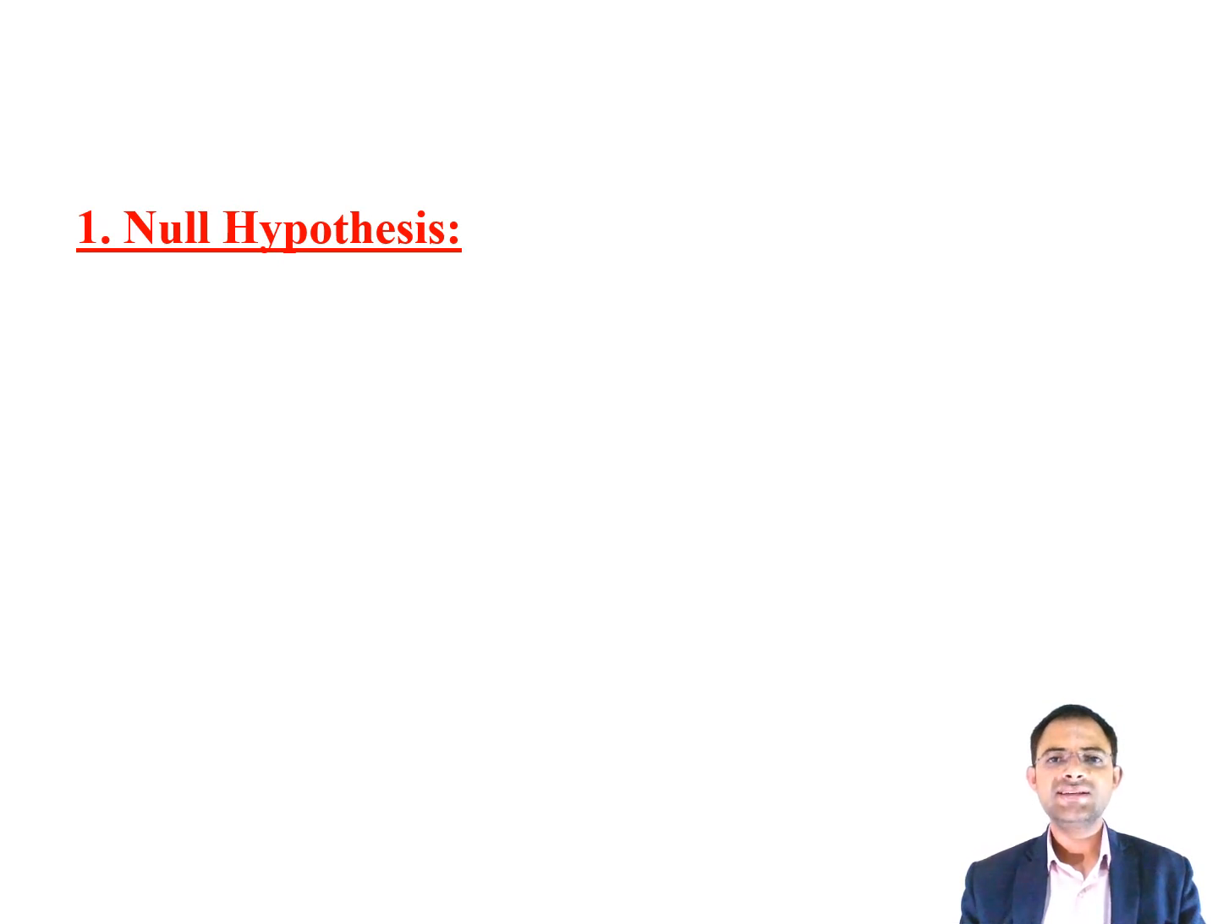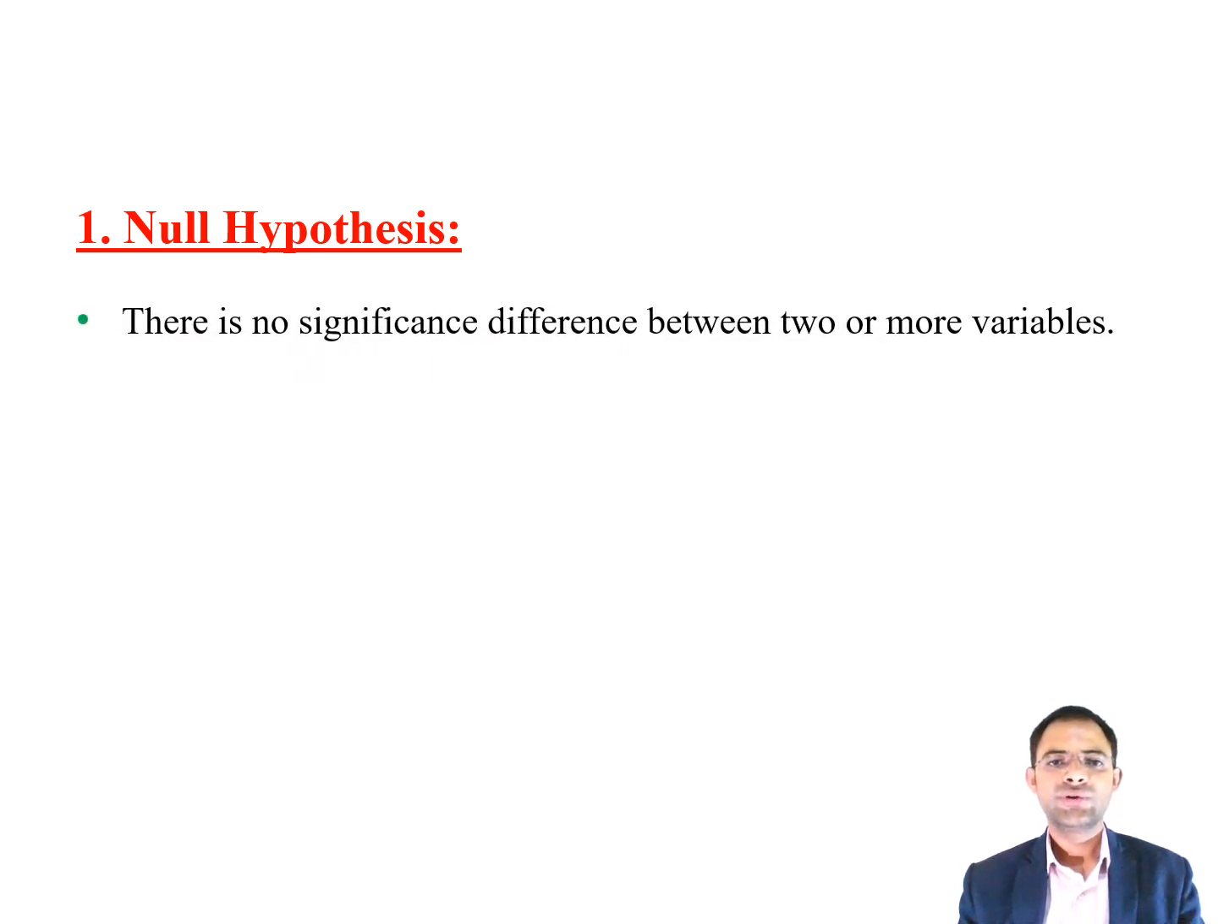Now, the first one is the null hypothesis. The null hypothesis is a claim or statement about population parameters that is assumed to be true until it is declared to be false. The null hypothesis is the hypothesis which is to be tested for possible rejection under the assumption that it is true. Now we can say there is no significant difference between two or more variables in the case of the null hypothesis.